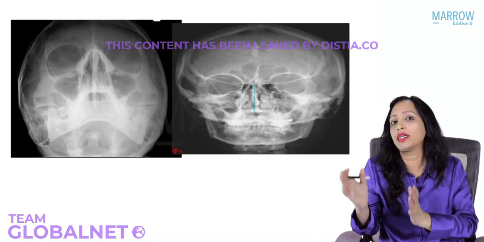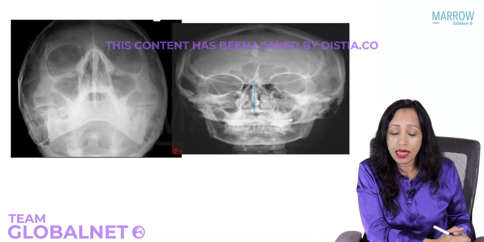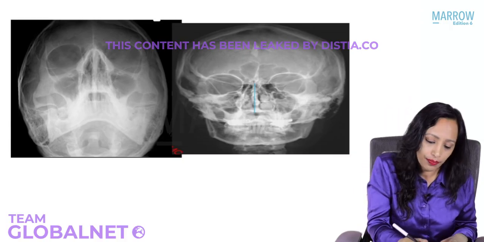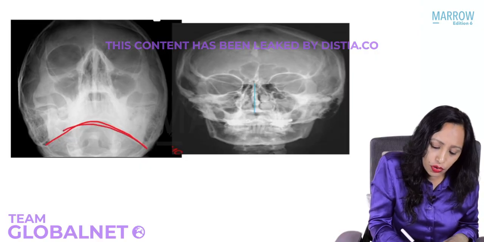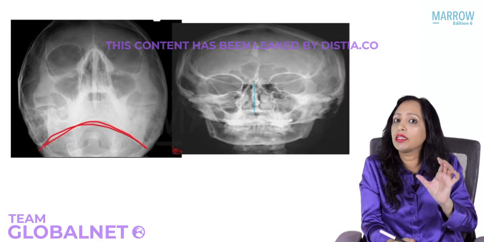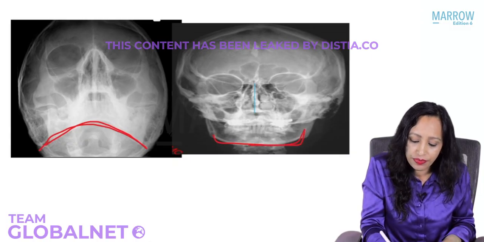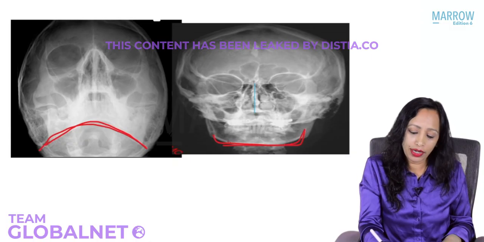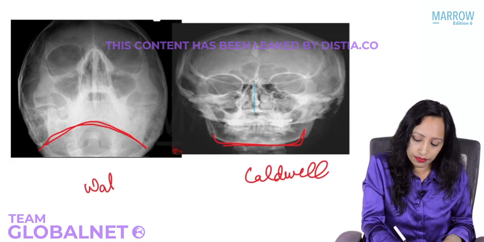Now suppose both these X-rays are given and you are supposed to identify which one is Waters and which one is Cadwell's. How will you be able to identify? Yes, just see the lower border of the mandible. In Waters view, the lower border of the mandible is in the form of an inverted U, whereas in Cadwell view, it is straight. Is that clear? So Cadwell is straight, this is Waters.